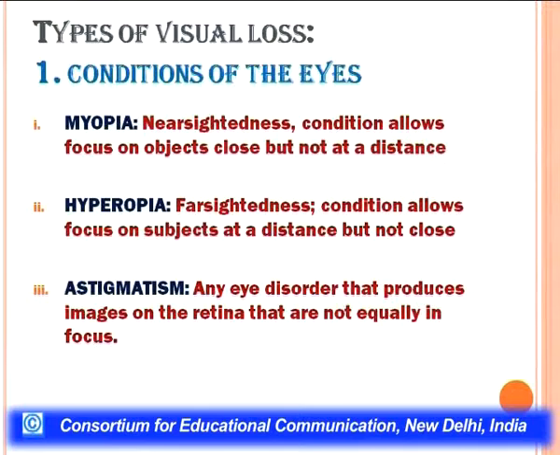So, types of visual loss, as we come to know about the different parts of eyes, are also associated with those parts of the eyes. The first is condition of the eyes in general. So, myopia, hyperopia and astigmatism, these are the three conditions. Myopia is known as nearsightedness, a condition that allows to focus on objects close but not at a distance. So, we can see very well the objects which are close to us but not those objects which are kept at a distance. Hyperopia is farsightedness, a condition that allows focus on subjects at a distance but not close. And the third condition is astigmatism, any eye disorder that produces images on the retina that are not equally in focus.